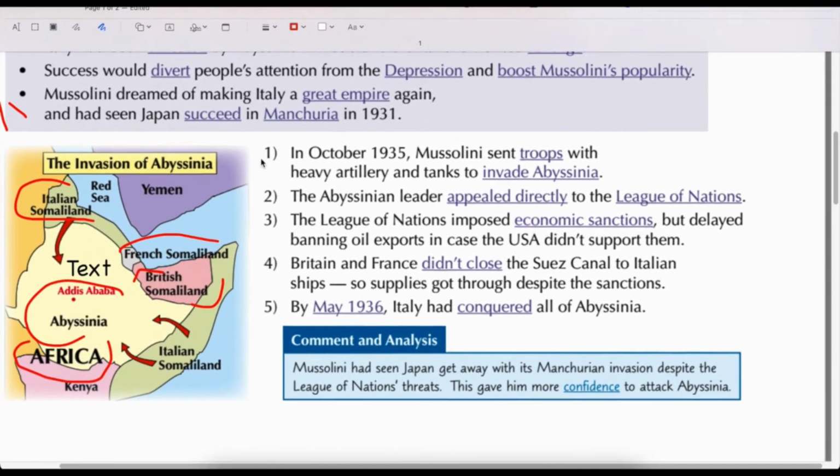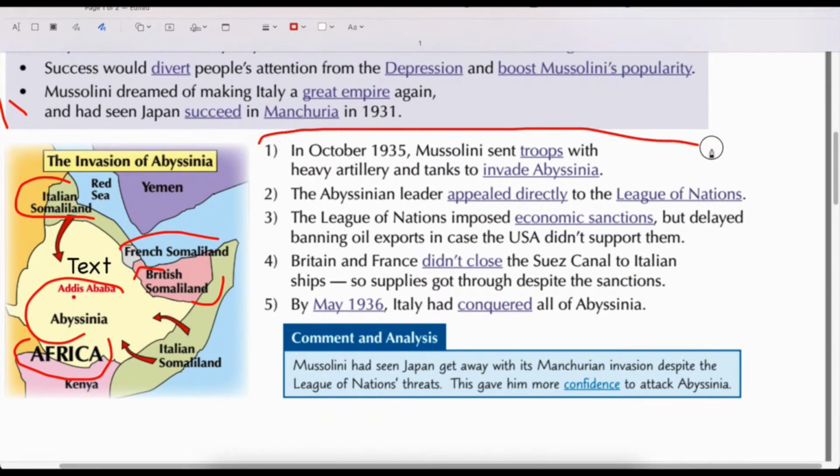So let's see here some points that happened after that. So number 1: in October 1935, Mussolini sent troops with heavy artillery and tanks to invade Abyssinia. So, I mean, the war was declared, right? And Mussolini did that. Remember that Mussolini was the prime minister of Italy, and he took the power by force. I mean, he didn't use force directly, but he frightened the people, right?